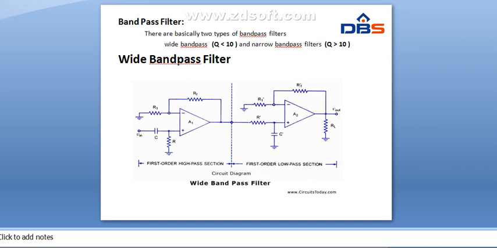Here the frequency at the center of the pass band is called the center frequency. It is denoted as Fc. The gain is maximum at the center frequency. That is called the total pass band gain.